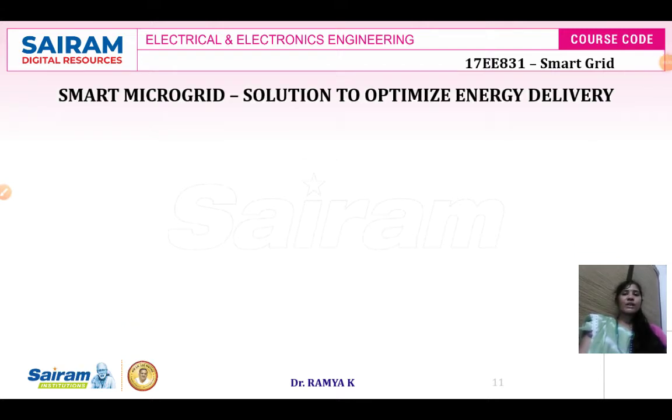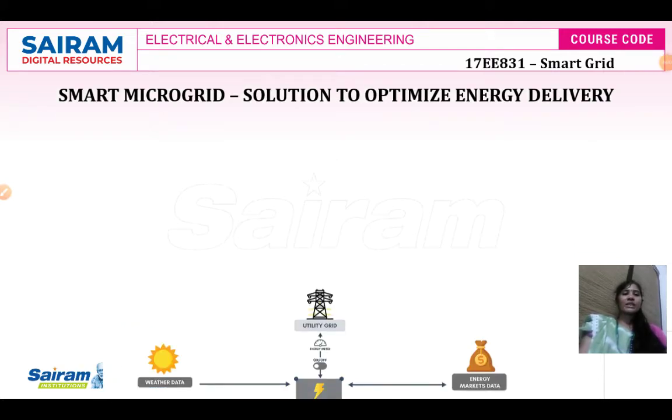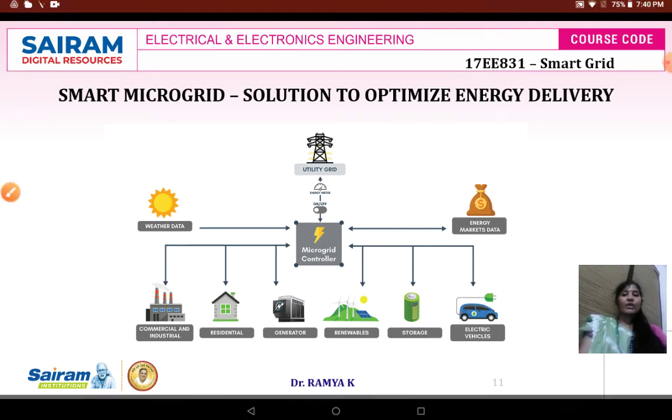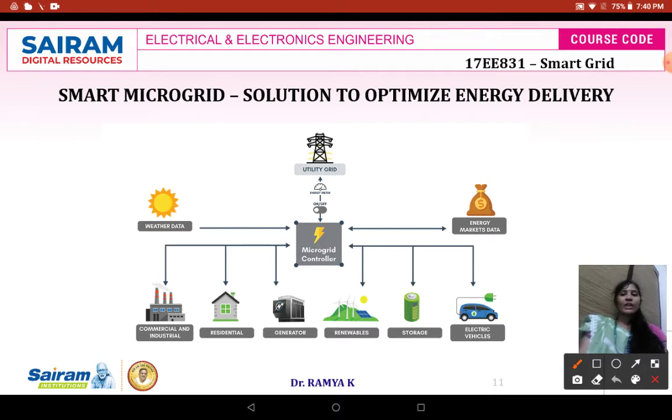Next one, smart grid solution to optimize the energy delivery. Power optimization is one of the important aspects in the case of the smart grid. Power optimization, in the sense, in all aspects it has to be constant when you are delivering it to the load. Not only with respect to power, with respect to cost also it has to be fulfilled. So what we can do is, you have a grid. One is the DC grid, another one is the AC grid.